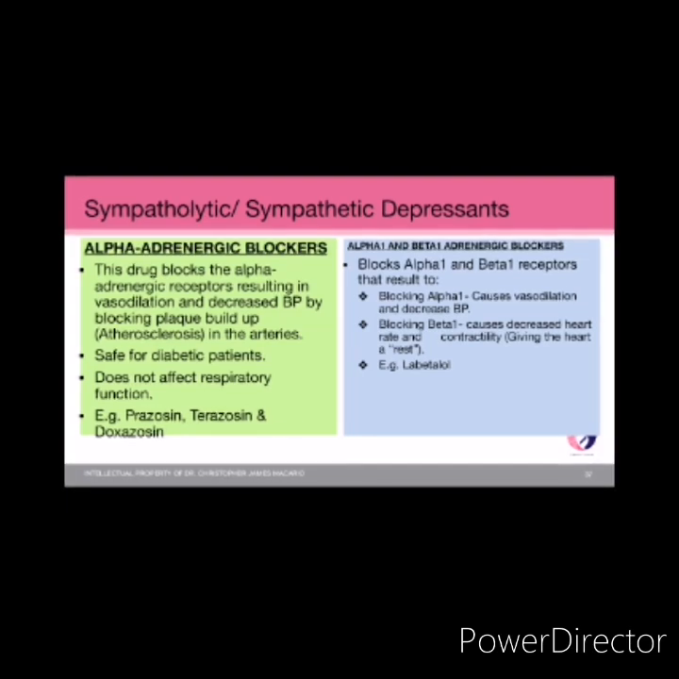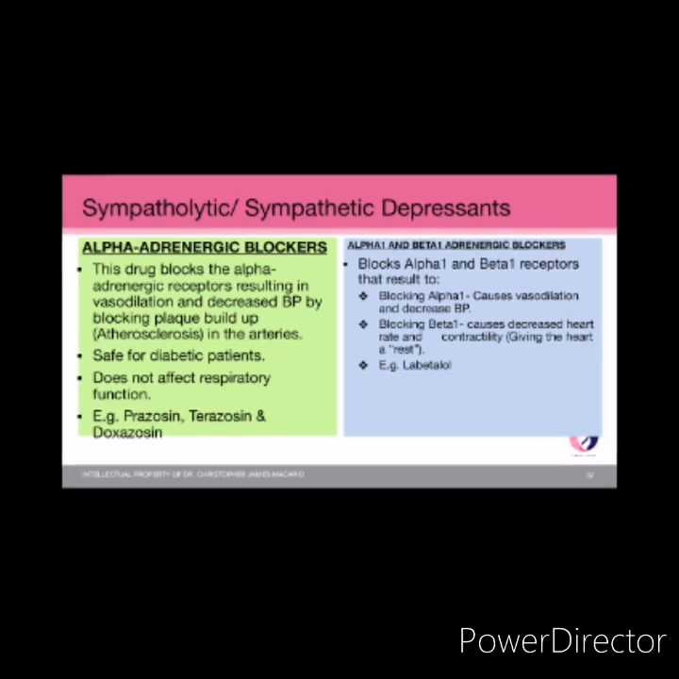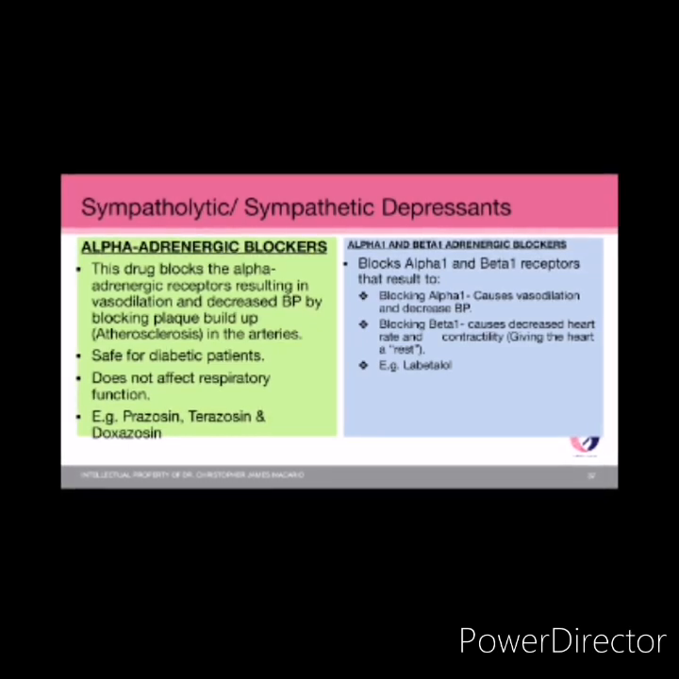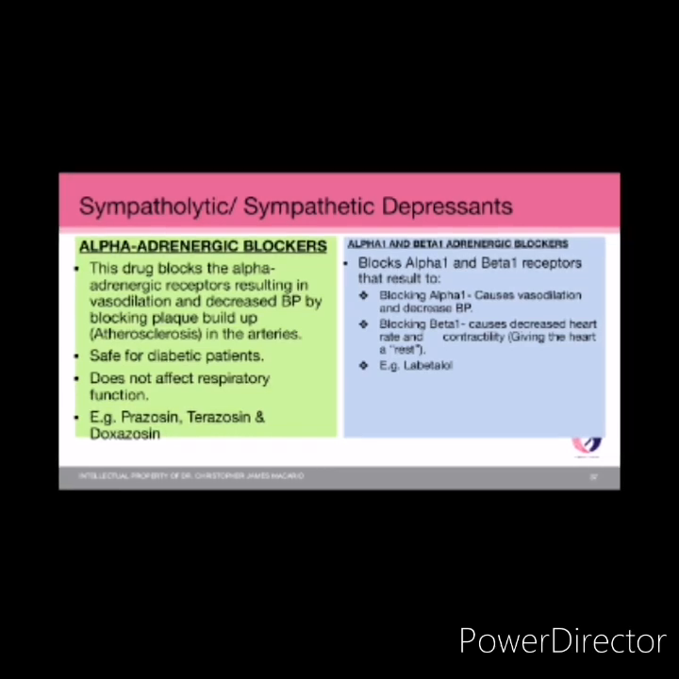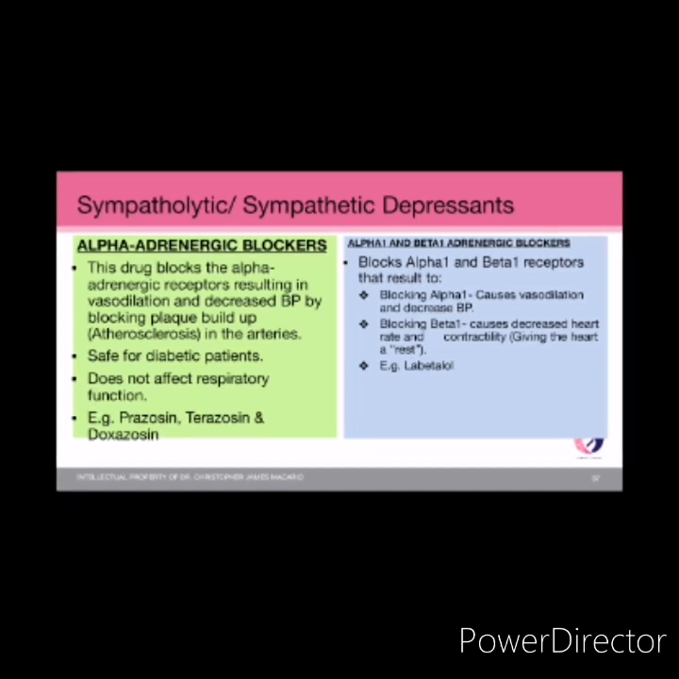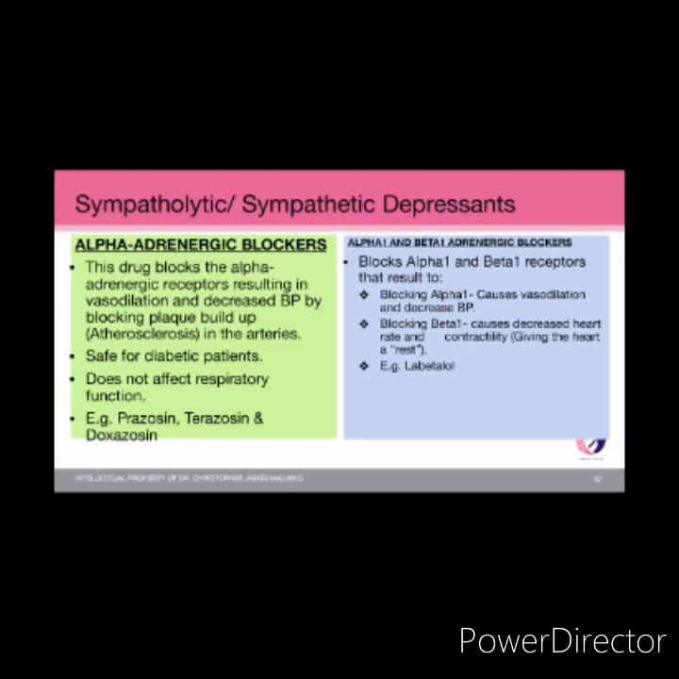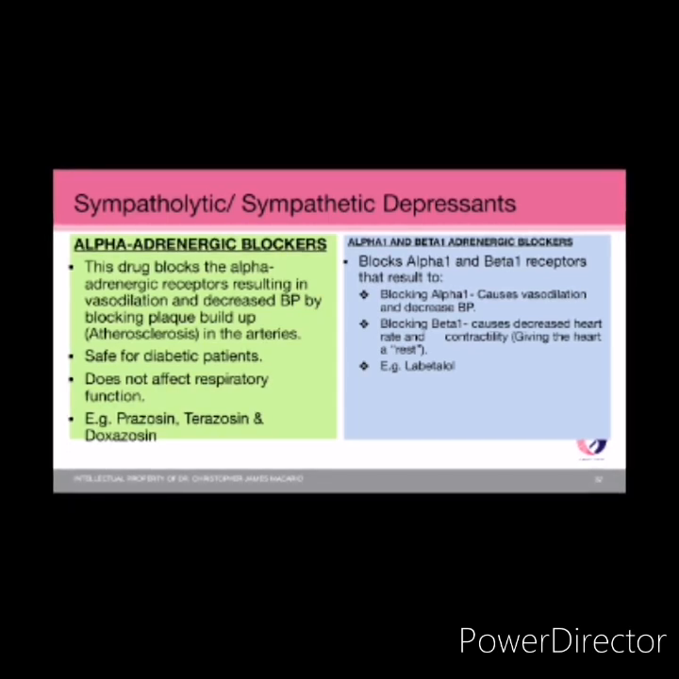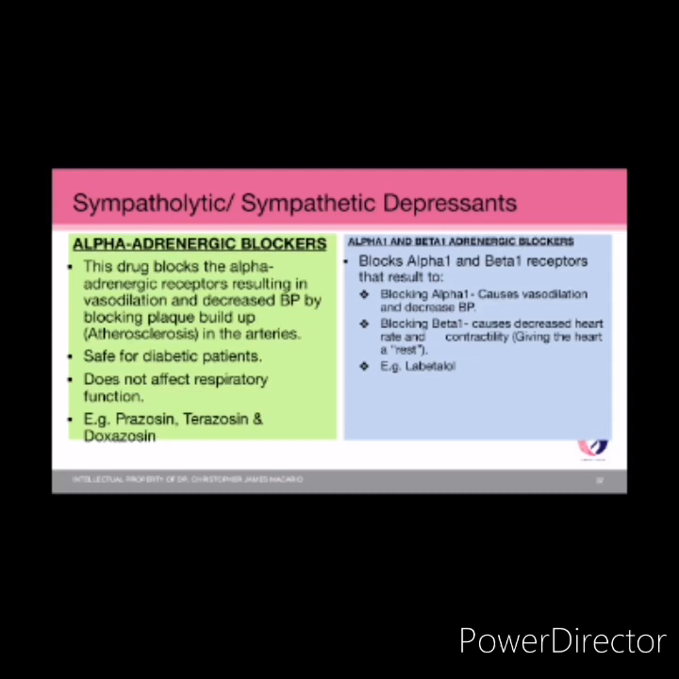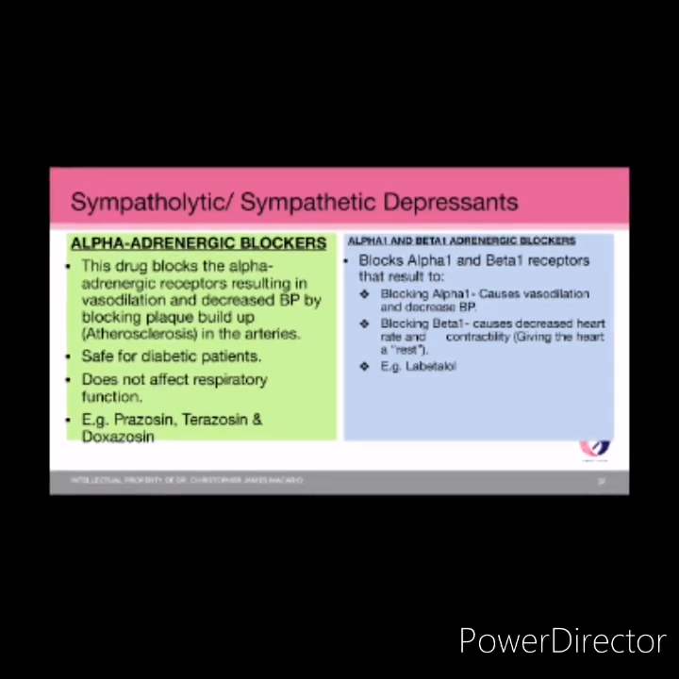Alpha adrenergic blockers include those drugs that block the alpha adrenergic receptors, resulting in vasodilation and decreased BP by blocking the plaque buildup, or otherwise termed as your atherosclerosis in the arteries. It's safe for diabetic patients and does not affect the respiratory function. An example of these drugs are your prazosin, terazosin, and your doxazosin.